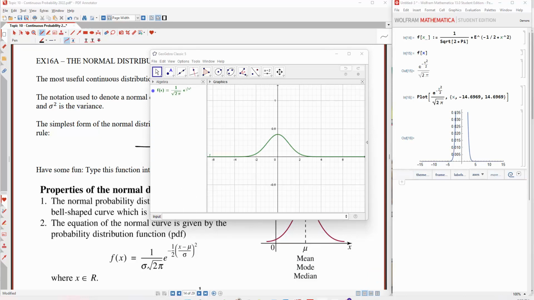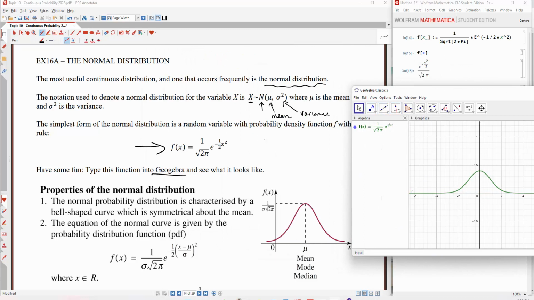Okay, so on the screen now you should see the normal distribution curve. So here it is. I've just typed in that function there, and this is what it looks like. Okay, so the classic bell curve. Right, and here it is in Mathematica as well. So I typed in or defined that same function, and I've just plotted that. So there you go. So let's have a longer look at the notes and see where this is going.